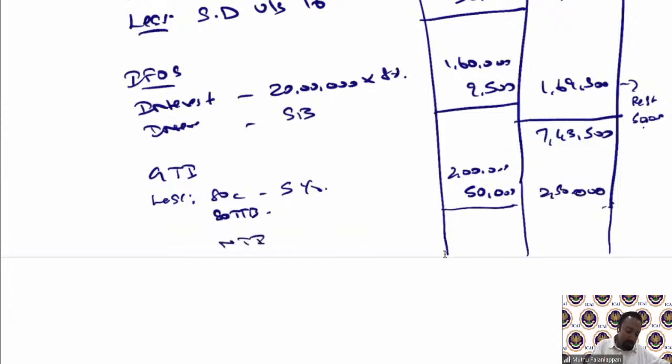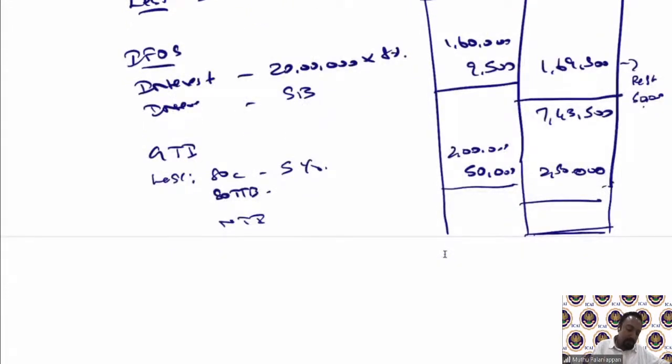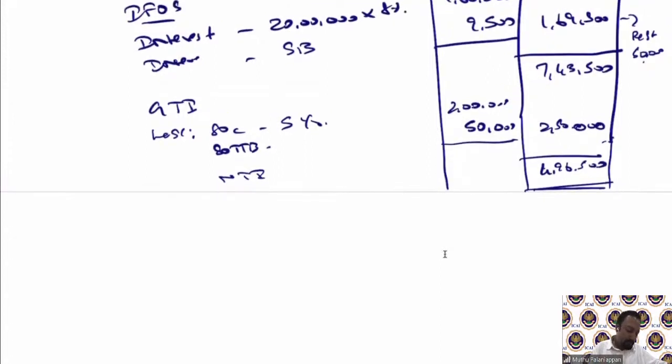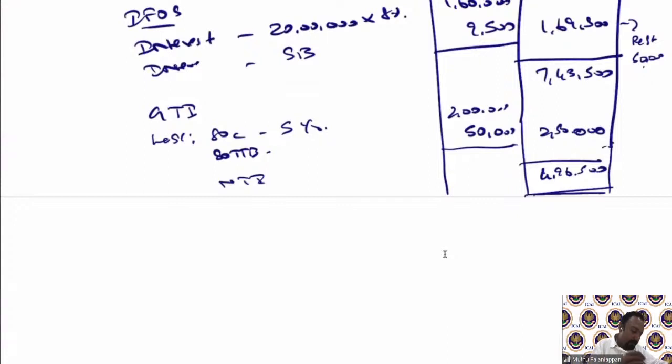So what is your net total income? Net total income is how much? It is 4,96,500, is it? Sorry, which is it? 7,43. Okay. This 80C maximum is how much? Only 1,50,000. Maximum is only 1,50,000. So I'm eligible for only 2 lakhs of deduction.